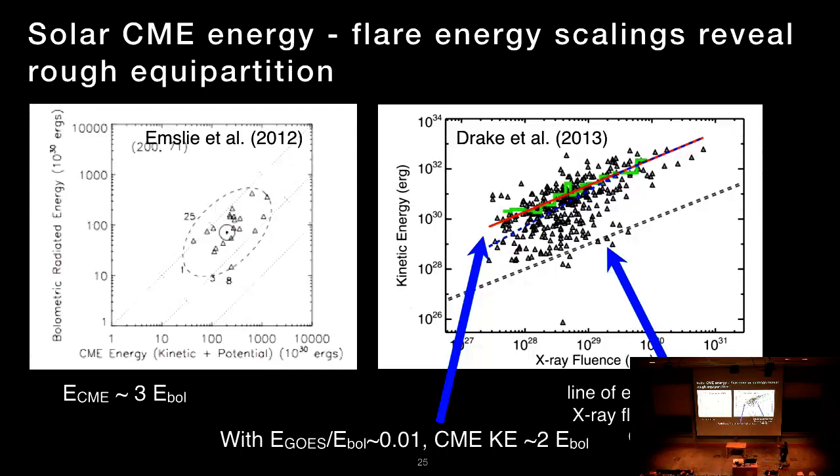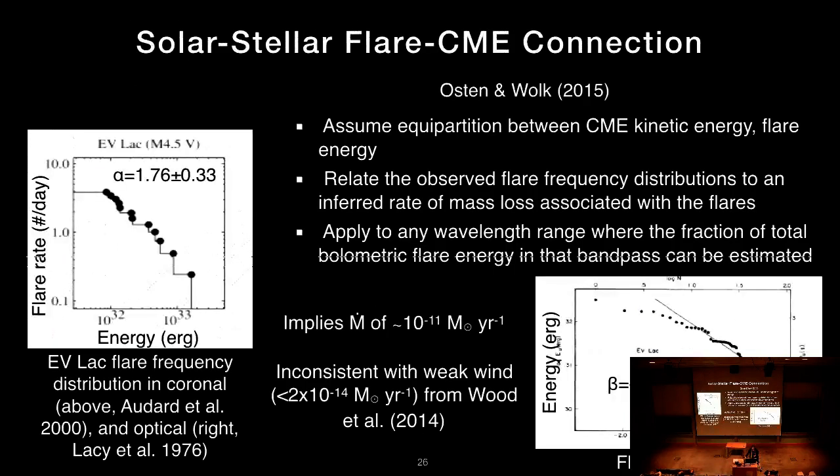And if you look at equipartition, which I talked about earlier, in the sense of the energetic particles and bolometric flare energies, if you look at the energies in the CME and the energy in solar flares, there are a couple of different studies that point to the same direction, that the energy in the CME is roughly equivalent to the total bolometric energy in the flare when you account for the fact that flares produce radiation in different parts of the electromagnetic spectrum. And so this is something that I did with my collaborator Scott Wolk a few years ago.